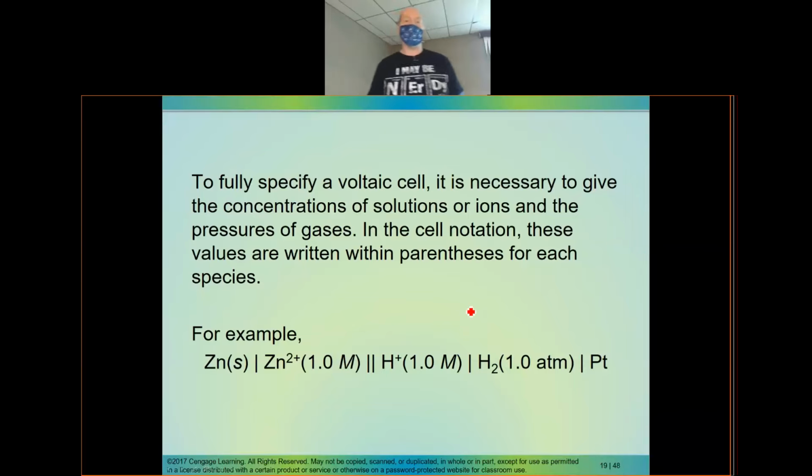All right, so here is an example of a cell notation that puts in molarities. If it is a standard cell, your concentrations for your ions are going to be 1 molar. So you can put 1 molar in for every single one of these that has an ion. Probably a good habit to get into, because if it's not 1 molar, it has to be there. If it's 1 molar, it doesn't have to be there.